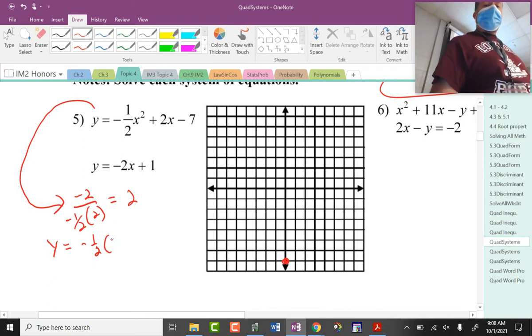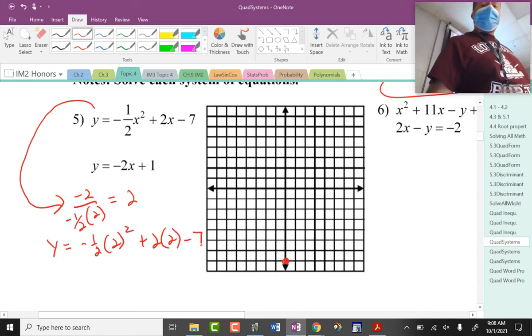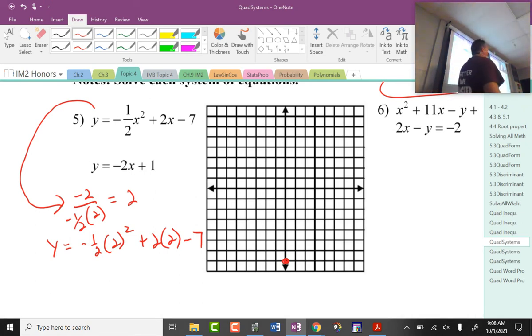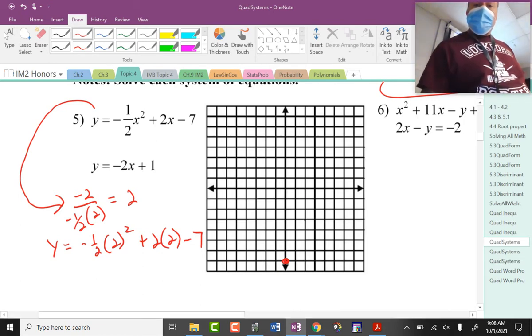So when we do this, we plug in, we'll do this super fast, and I'll mentally do the calculation here. Plus 2 times 2 minus 7. First one is 4 times -0.5, which is -2. This is 4. -2 plus 4 is 2. 2 minus 7 is -5. So I plugged in 2, I got -5. And then through symmetry, I know this is going to be another coordinate.